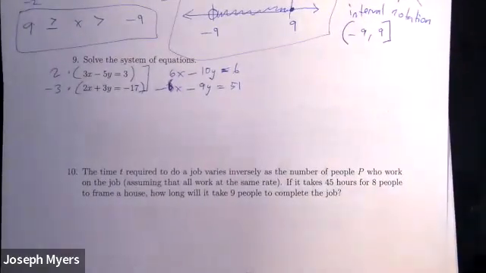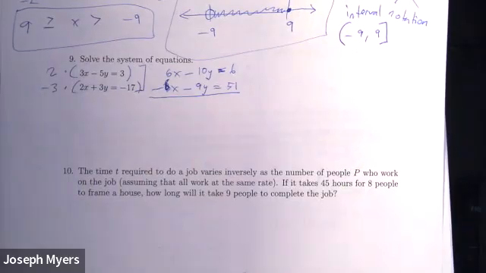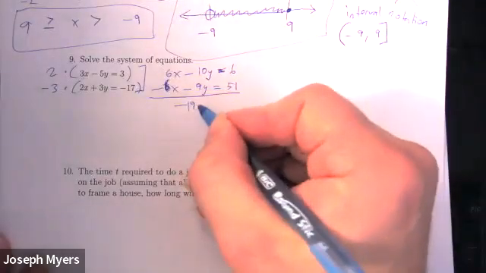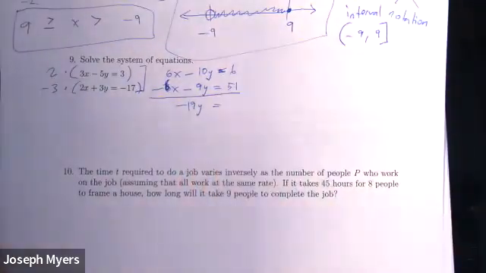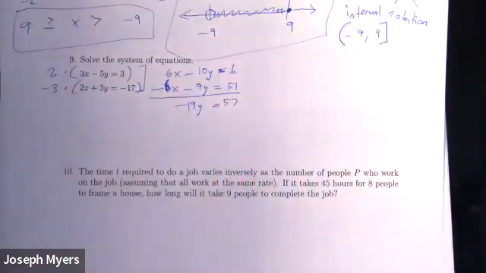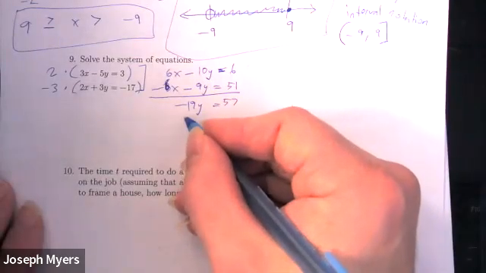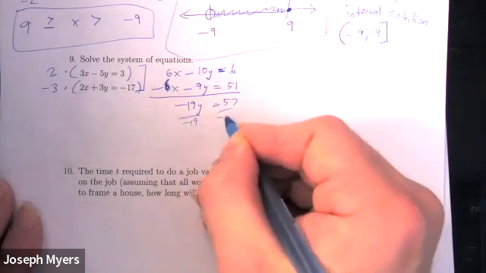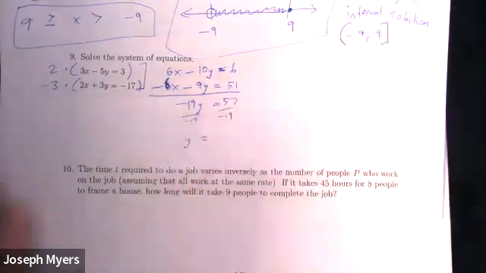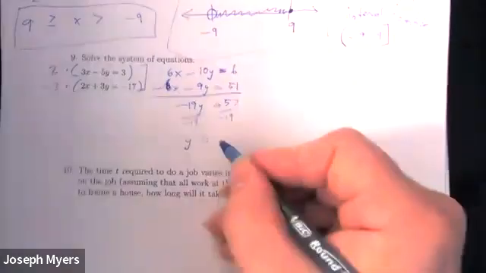So anyway, 6x plus negative 6x just goes away, right? And then what about negative 10y plus negative 9y? Negative 19y. And what is 6 plus 51? 57. Then divide by negative 19. And then you get positive y equals negative 3, I think, right?